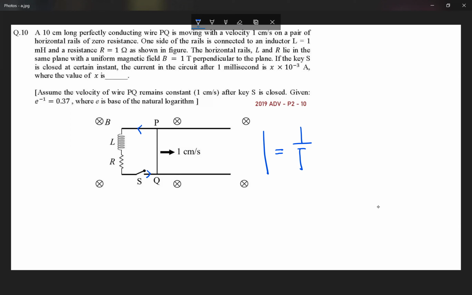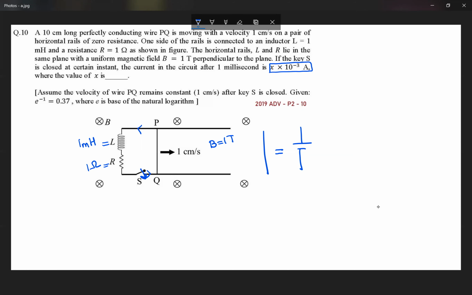One side of the rails is connected to an inductor of 1 millihenry. The value of this inductance is 1 millihenry and the resistance is 1 ohm. The horizontal rails lie in the same plane with a uniform magnetic field of 1 Tesla. The magnetic field in this region is 1 Tesla. If the key is closed at a certain instant, the moment you close the key, the current is going to start flowing. The current in the circuit after 1 millisecond is x into 10 to the power minus 3.